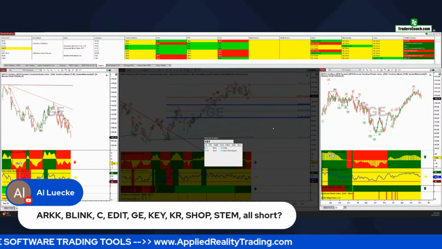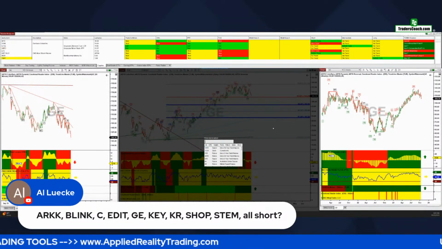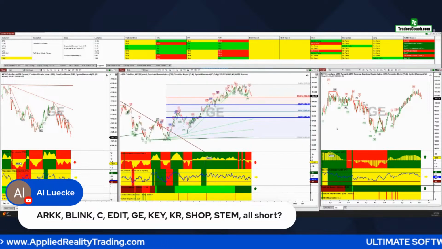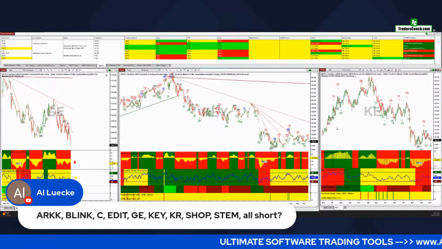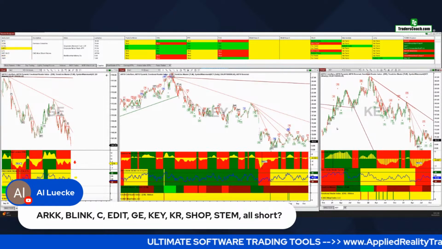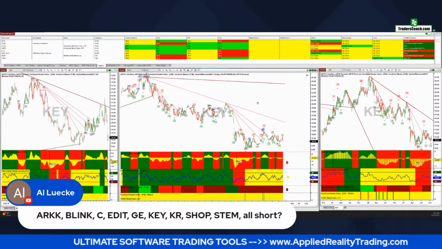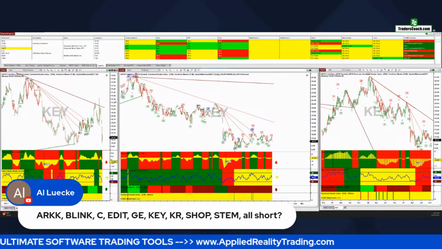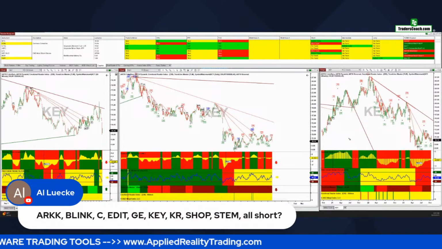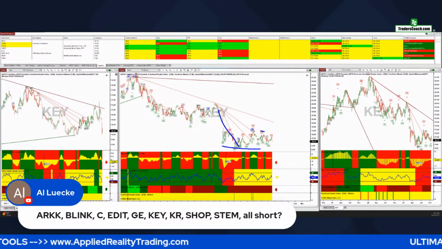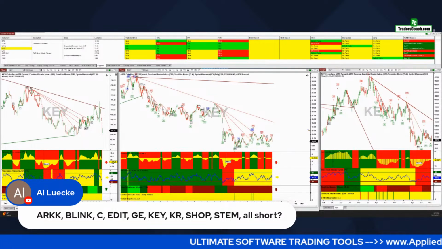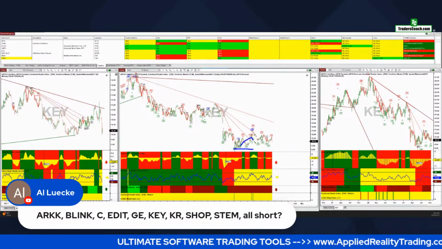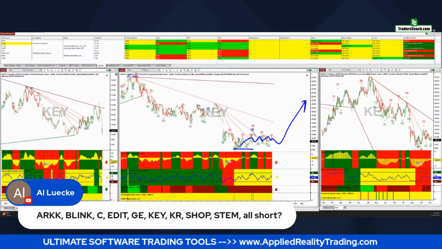KEY, Key Corp. Let's take a look at that bad boy. Okay, not a bad one in terms of it's definitely displaying a pattern. I kind of like this pattern. I like it when you reach a bottom and then you get this sideways motion for a while, because that usually indicates that maybe this is a significant bottom.